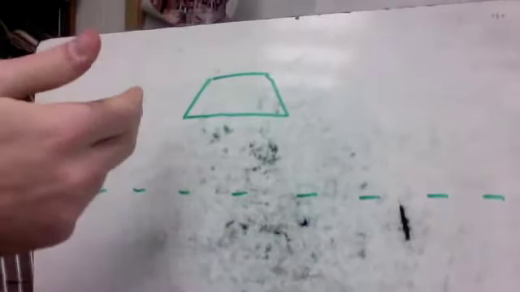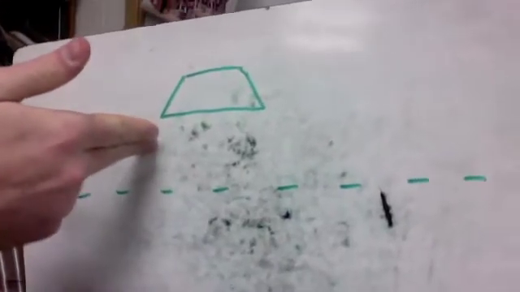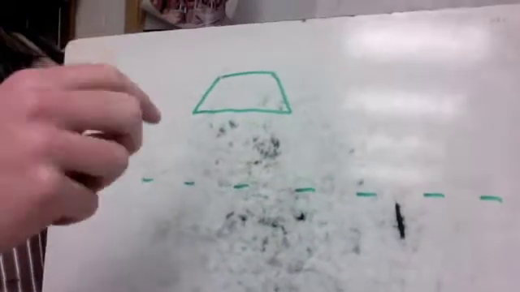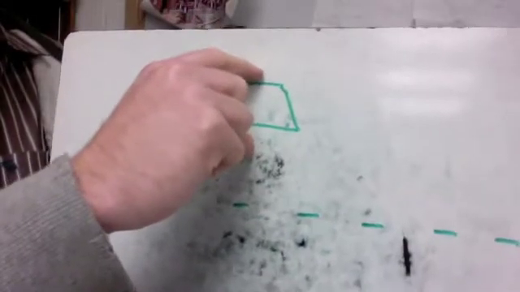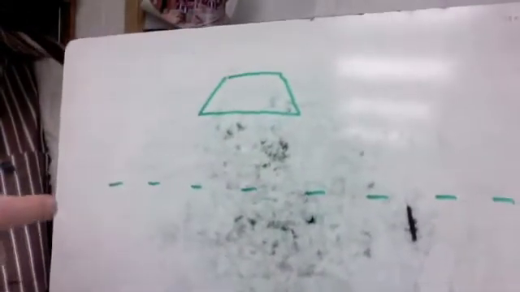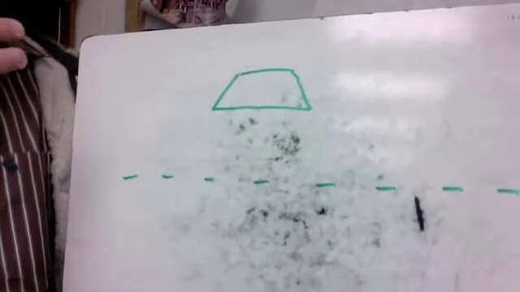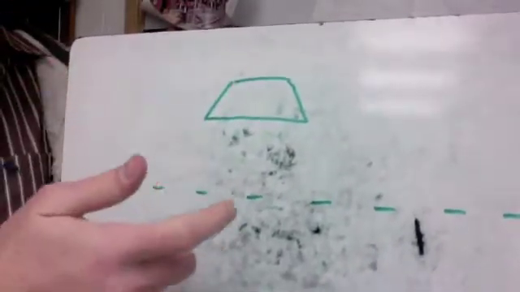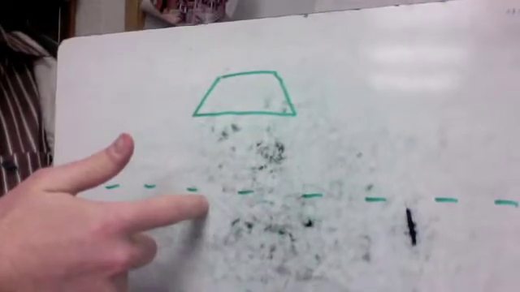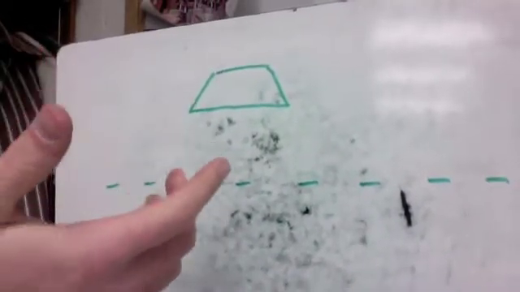What I'm going to do right now is I'm starting with my shape, and this is a trapezoid. I know it's a trapezoid because it has one pair of parallel sides, and that's it. It's a quadrilateral with one pair of parallel sides. I am looking to reflect this trapezoid over this line right here. Reflect it or flip it.